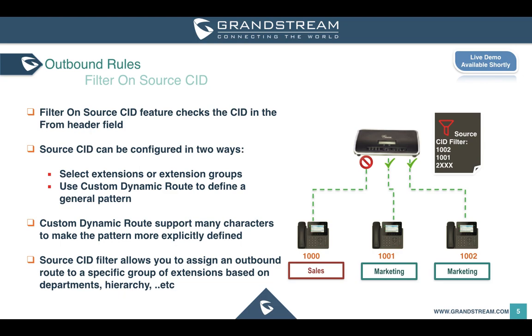In the illustrated scenario, we have two main groups, sales and marketing. So the caller ID filter includes two extension numbers, 1002 and 1001, and we have a dial pattern 2XXX, which represents all the 2000 extensions. So all the 2000 extensions can dial through this route. As extension 1000 is not included in the list, it will be rejected from dialing through this outbound rule.